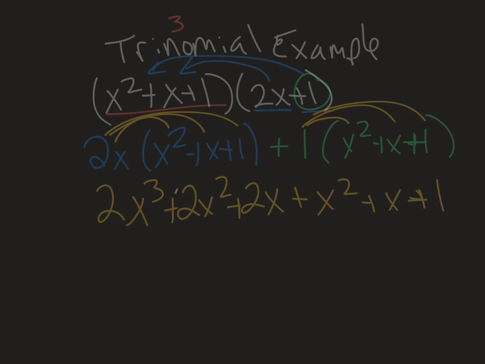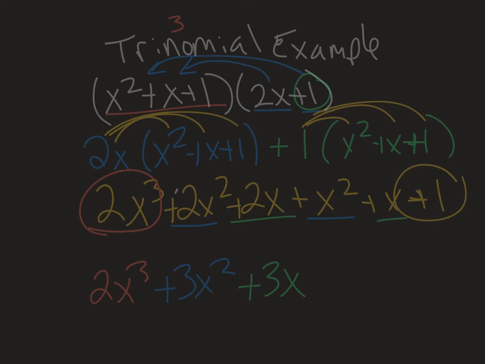And now I'm going to go through and look at like terms. This is the only cubic term, so I'm going to have a 2x cubed ultimately when I'm done here. Now I'm going to go through any other x squareds, which there are 2. So I have 2x squared plus 1x squared. That makes 3x squared. And then I have 2x terms, so I have 2x plus 1x makes it 3x. And that is my only constant term, so it'll be a 1.